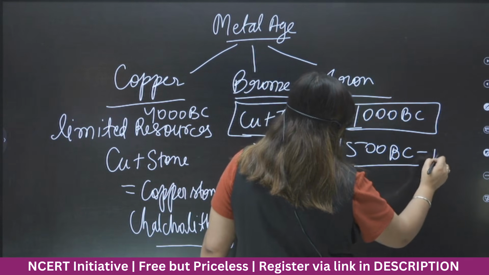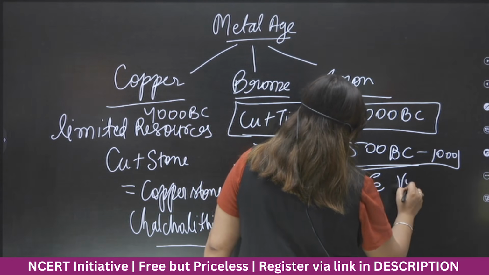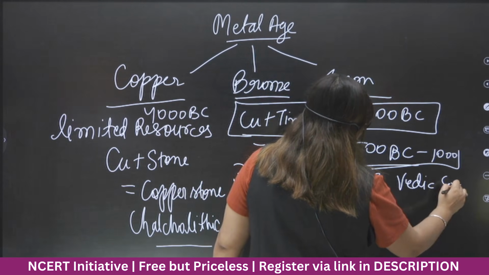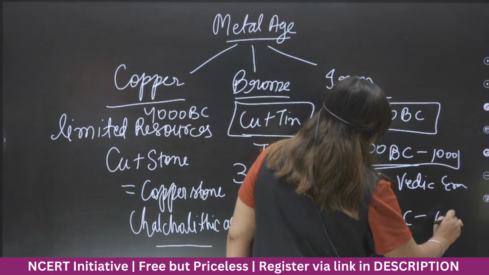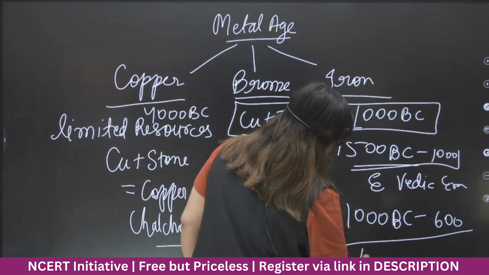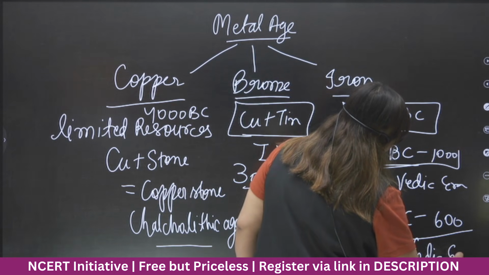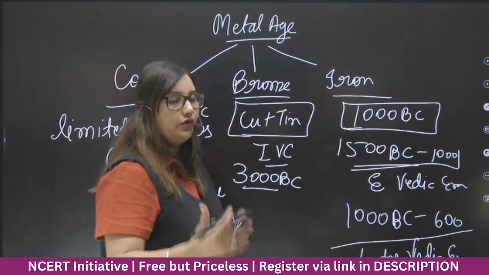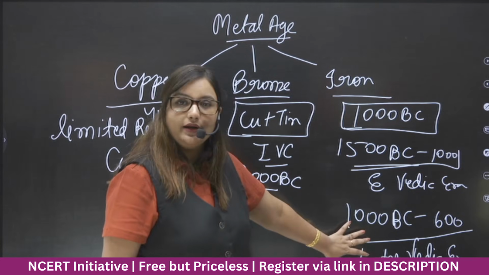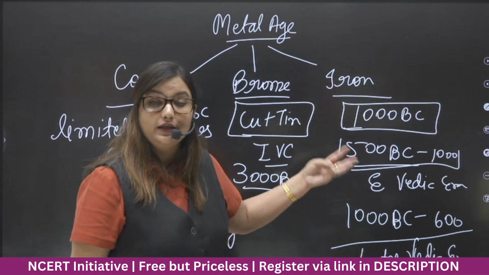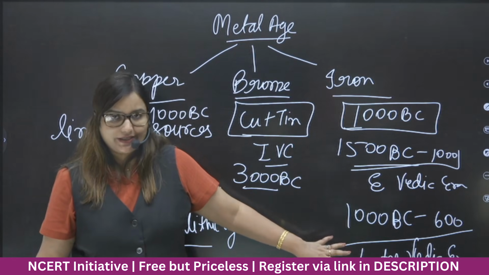So, 1500 to 1000 BC, as I told, is the early Vedic era. And then from 1000 BC to 600 BC, you see the later Vedic era. What is the later Vedic era? Basically, we saw the development of three more Vedas. In the early Vedic era, we only had the Rig Veda, but in the later Vedic era, we had Sam Veda, Yajur Veda, and Atharva Veda. We also saw the development of other religious texts.